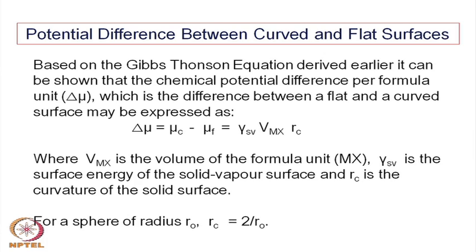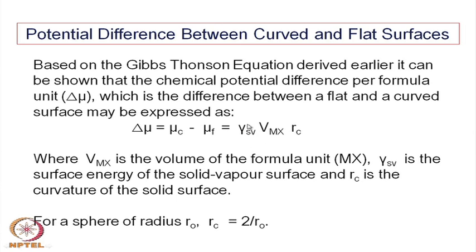So, we are not talking about the gas bubble here, we are actually talking about two surfaces of a solid, where one is a curved surface, it may be concave, it may be convex, and another is a flat surface, and that depends on the surface energy term between that solid and the adjoining vapor. So, that we have introduced earlier also, the gamma S b and V mx.